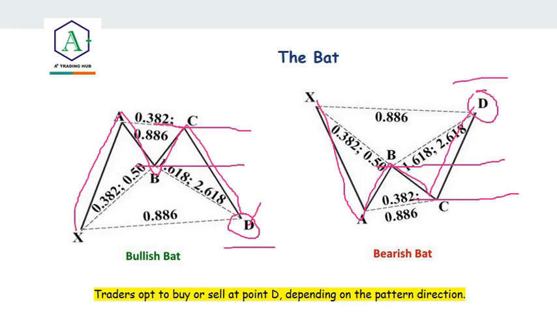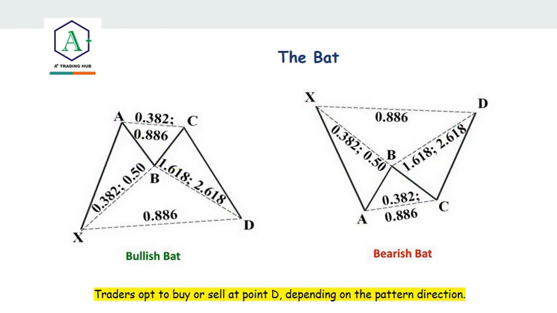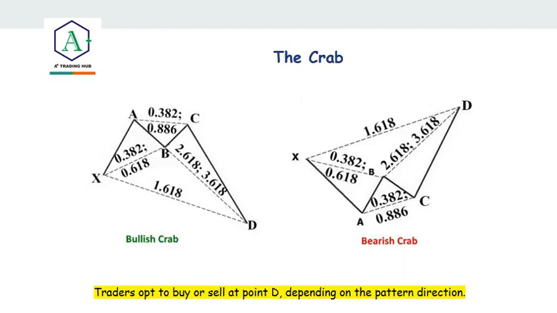These harmonic patterns also give you a good risk to reward. If you can spot them on the charts, it gives you a good risk to reward. The harmonic patterns are very good if you can infuse them into your trading strategy and style. So the next one we are going to look at is the crab. This is another harmonic pattern. So you have the bullish crab and there is also the bearish crab.